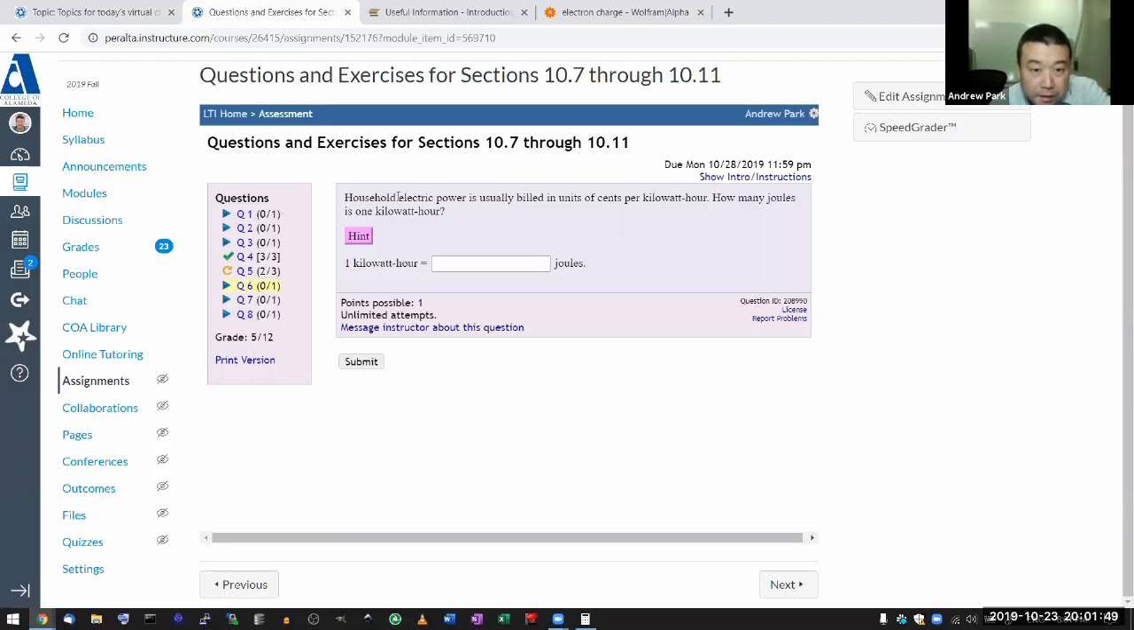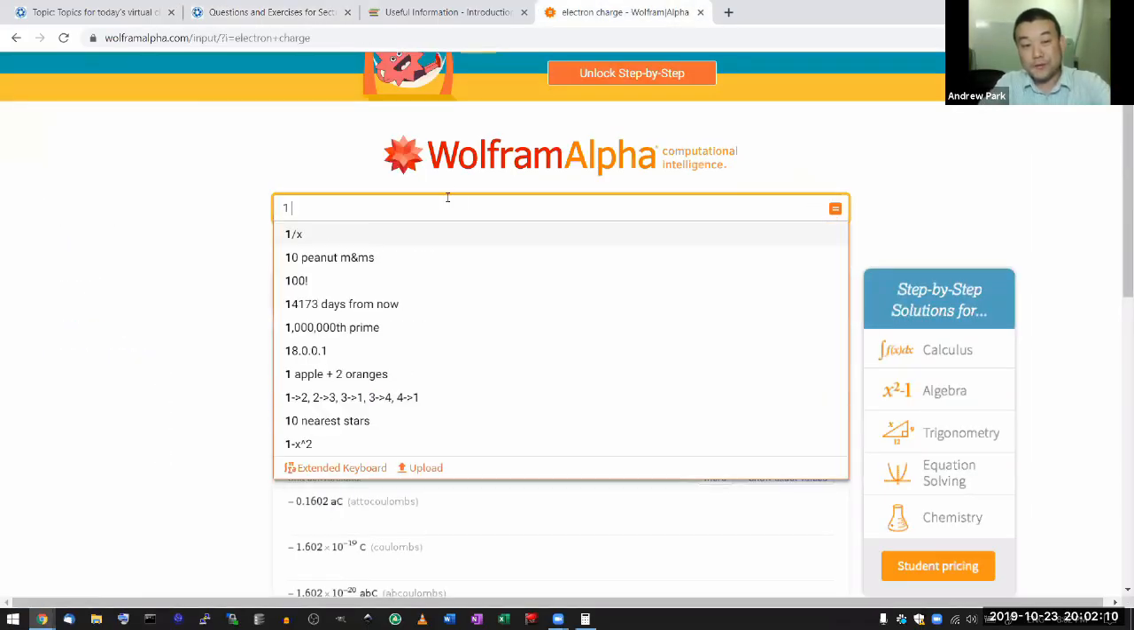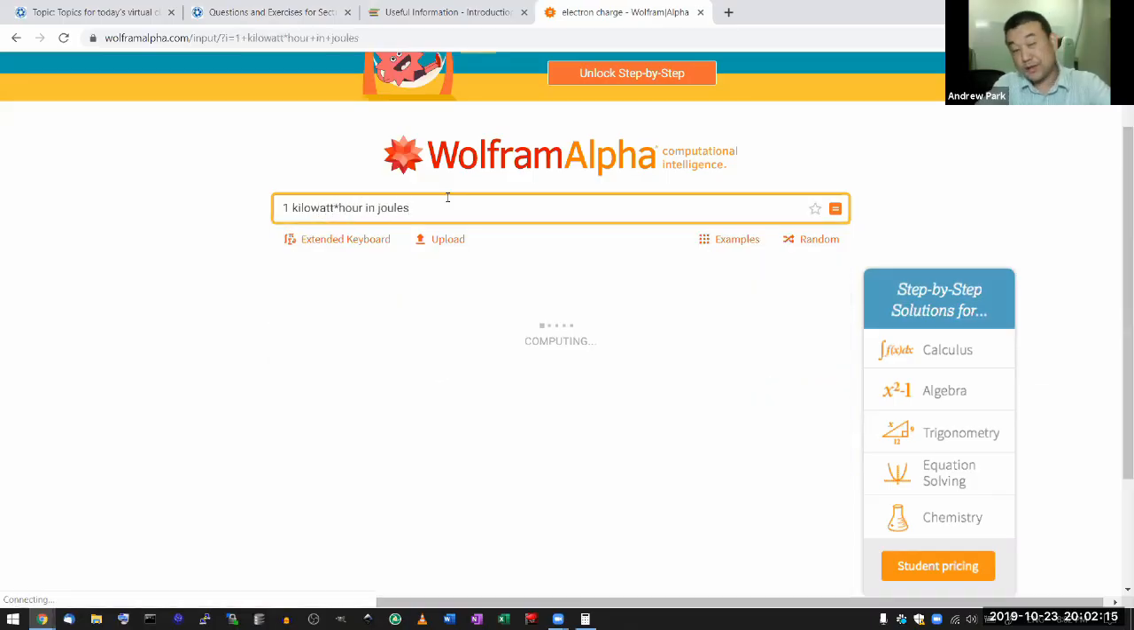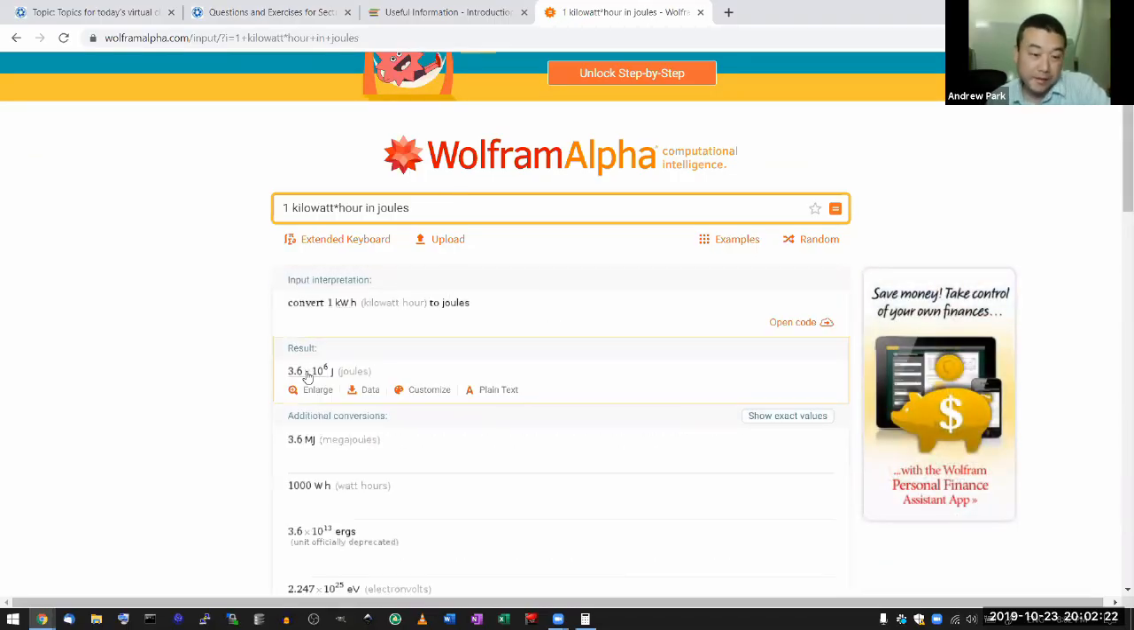Household electric power is usually billed in units of cents per kilowatt hour. How many joules is 1 kilowatt hour? All right, I guess I should do this unit conversion. I think it's going to be instructive. By the way, you can also do this with Wolfram Alpha, which is unit aware. If you say 1 kilowatt hour in joules, it'll be able to tell you what that is. It tells you how it interpreted your input, and it gives you the answer.